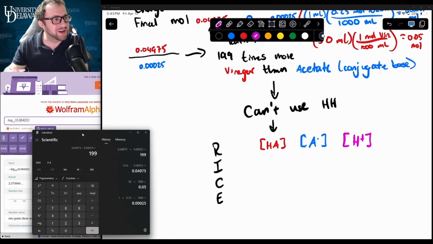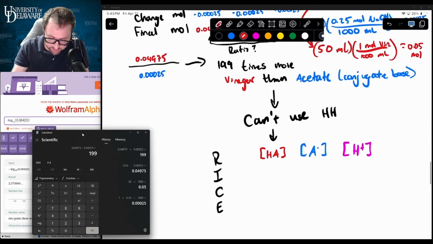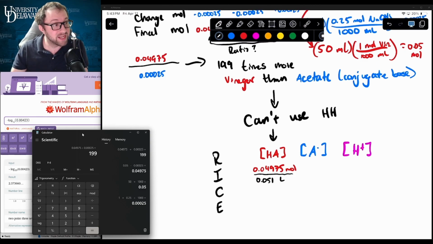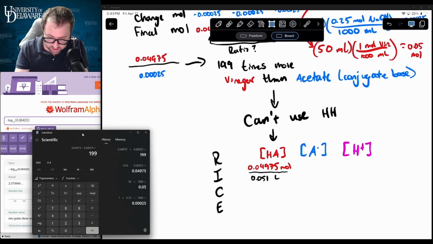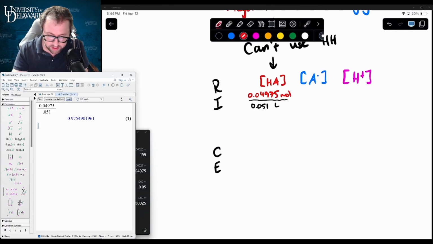Now this is where titrations trip people up, because our volume here is 51 milliliters. So even though we're starting with 0.04975 moles, remember, that is in 51 milliliters, or 0.051 liters. As we add titrant, if we're doing rice tables, our concentrations are changing. So there's one concentration, and let's give ourselves some more space and solve for what that is.